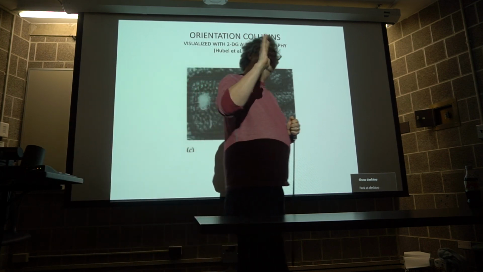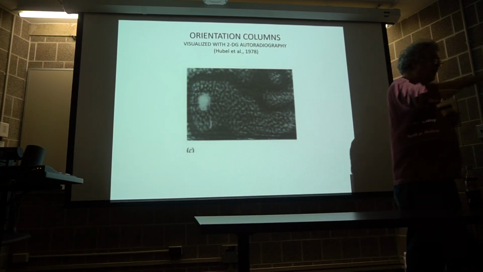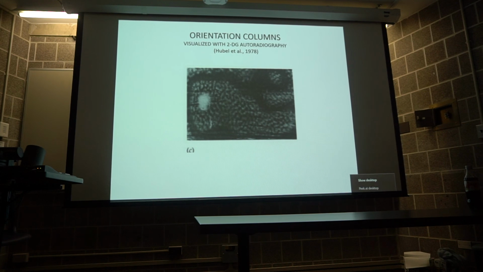We've seen that cells in the cortex are sensitive to the right and left eye. Yes? Which do you have more of, the complex or the simple? I think there are more simple, but not by a huge amount. There are a lot of both.